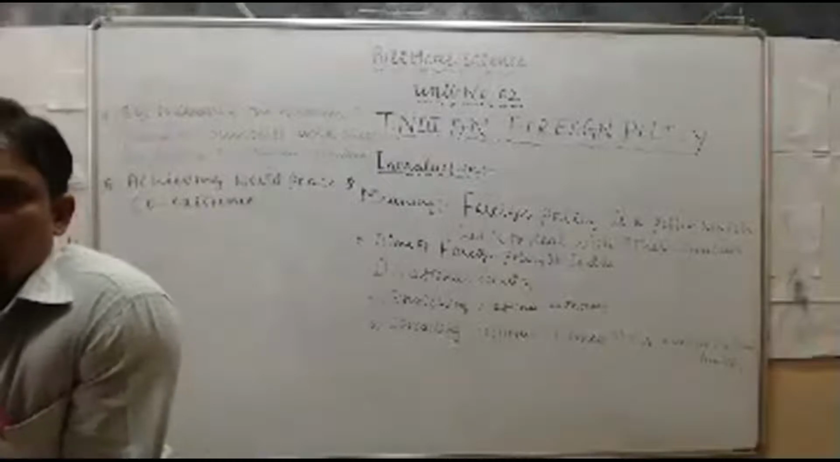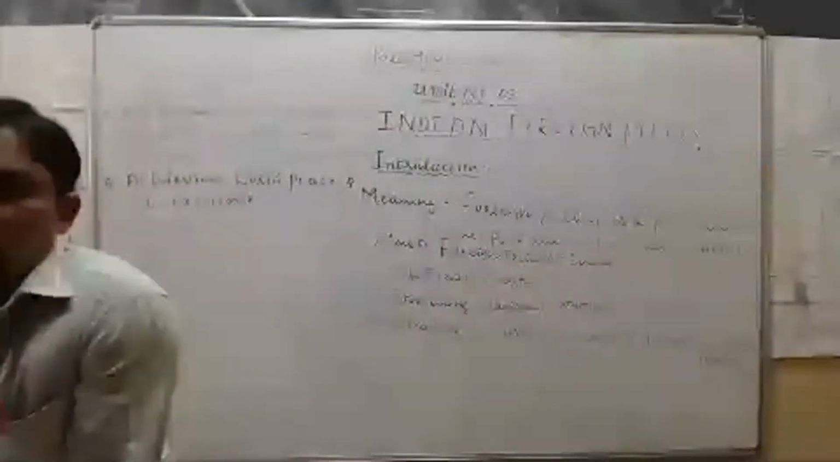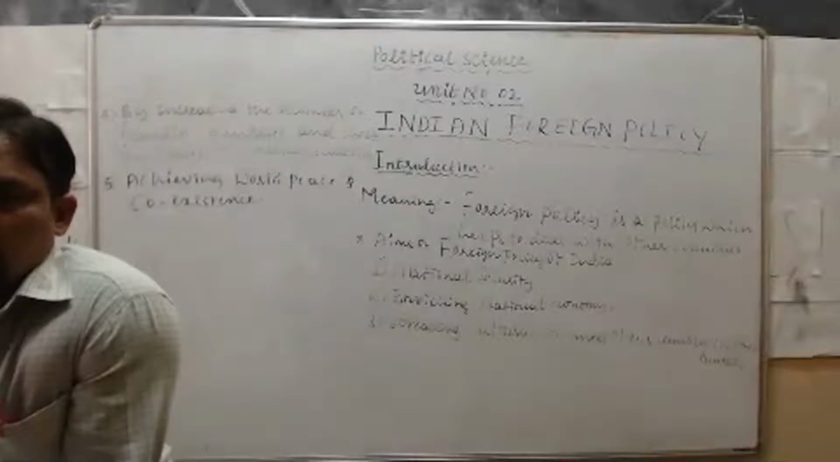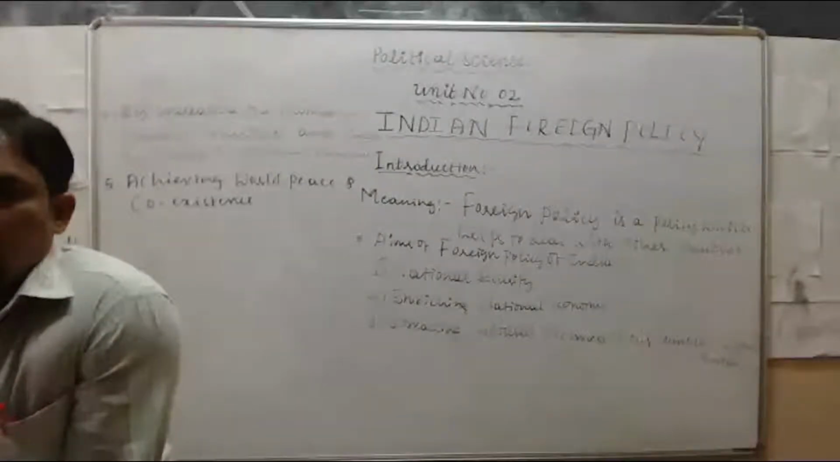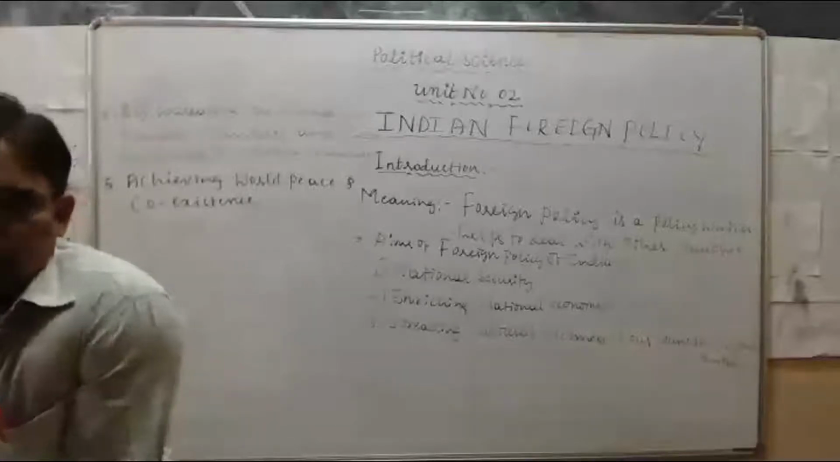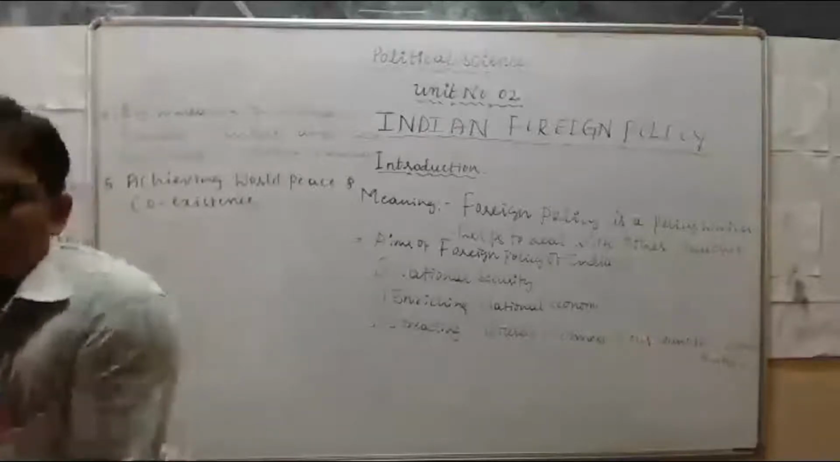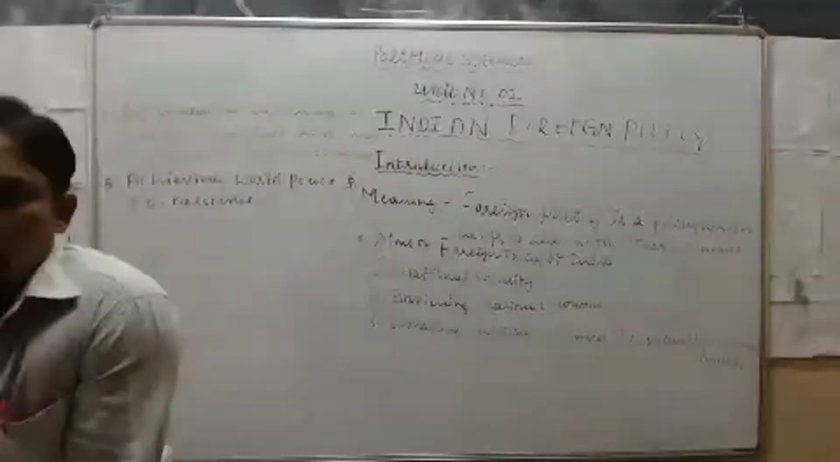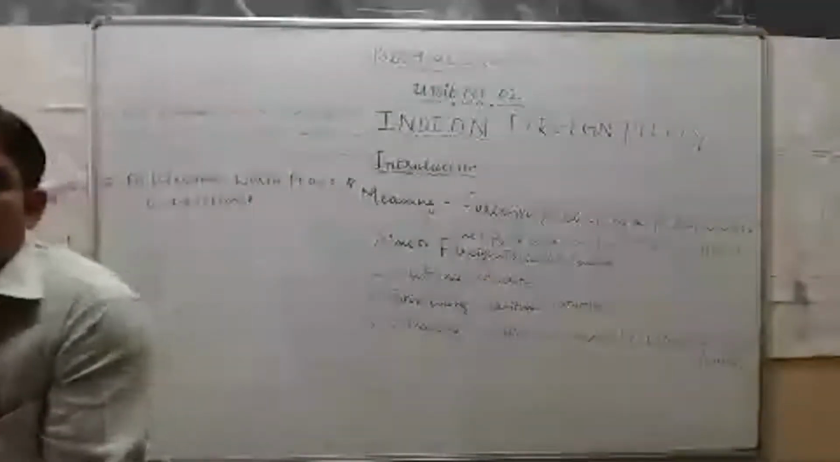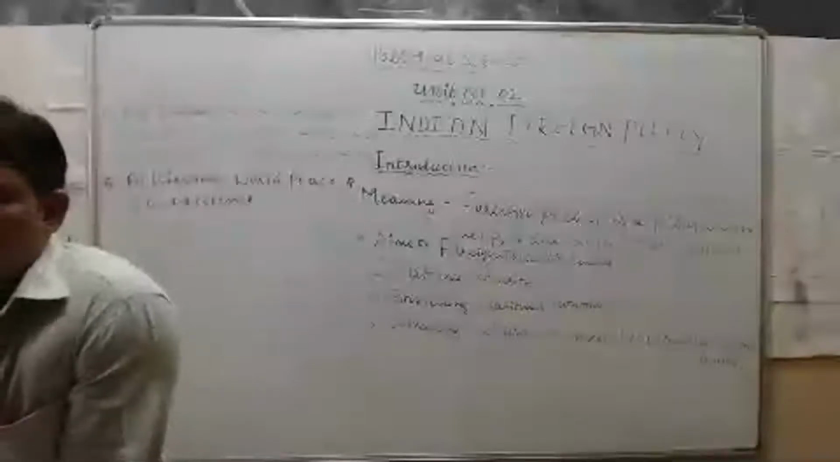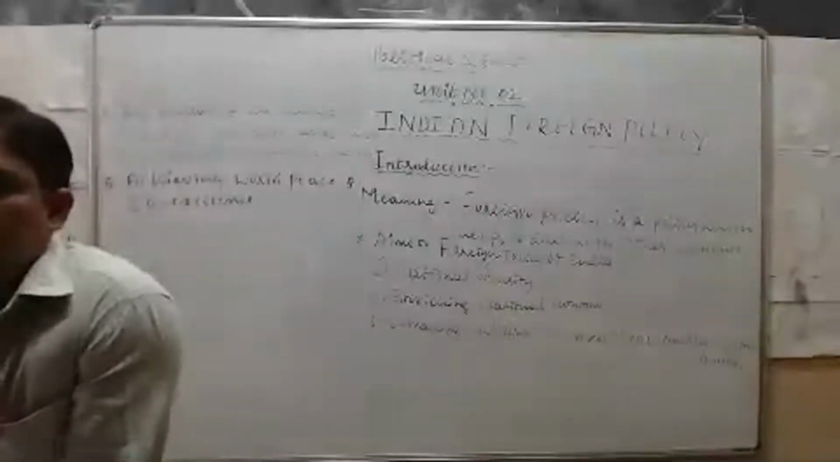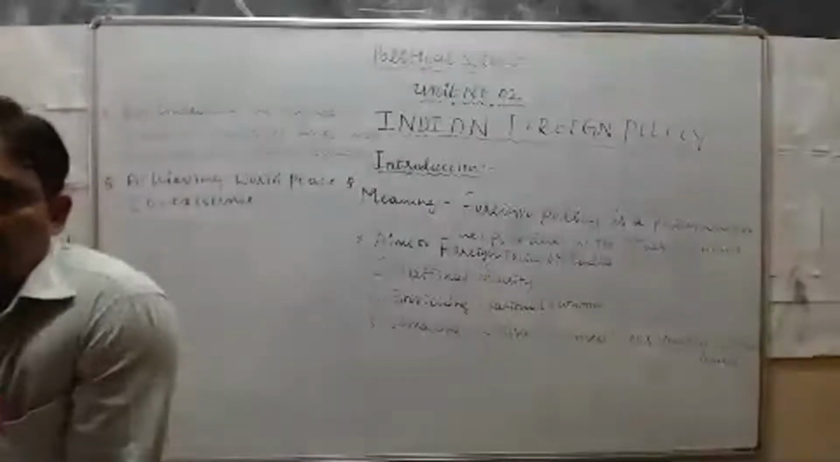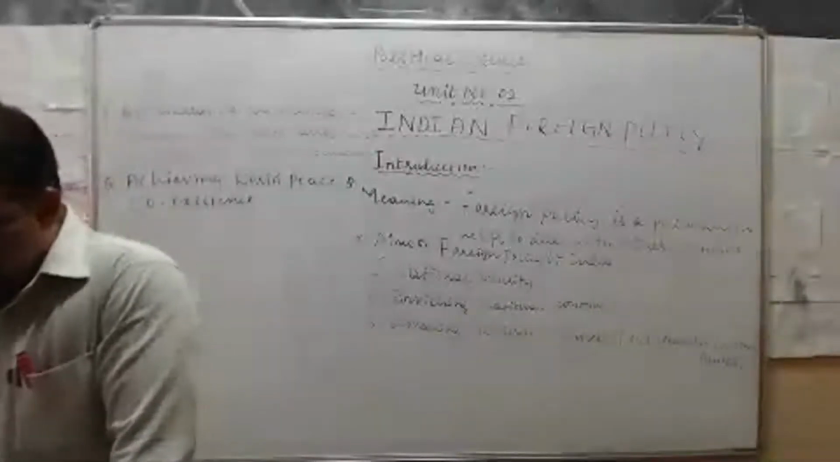It means for the first time after adopting its own foreign policy, India tried to have its own foreign relationships with America, Russia, and China, because at that time these were the most powerful nations of the world. So for the first time after having its own foreign policy, India tried to have foreign relationships with America, Russia, and China.